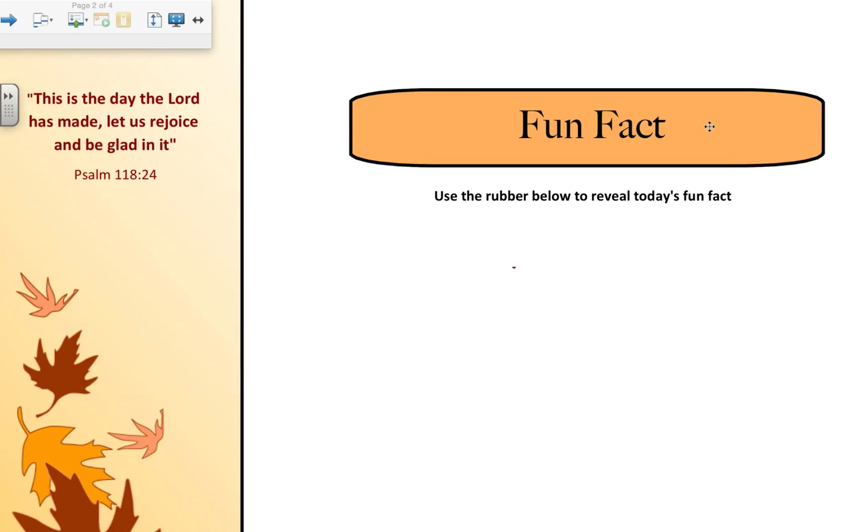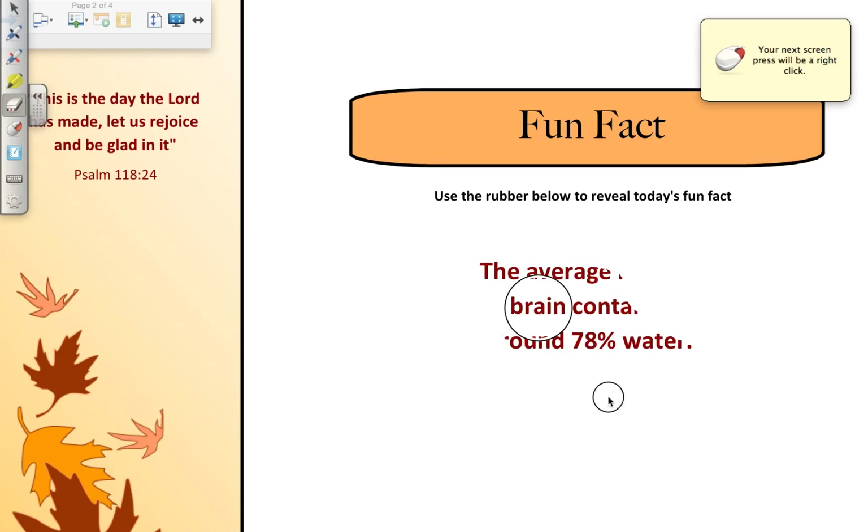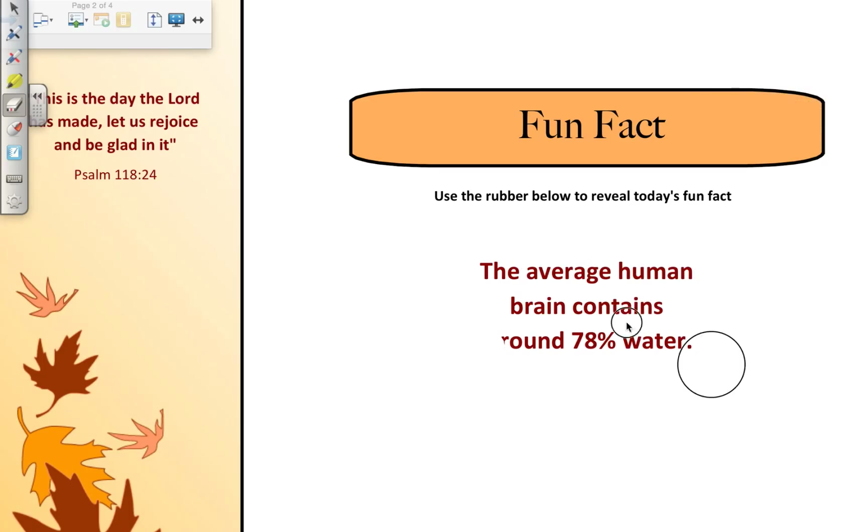And then over here, I like to start the day with a fun fact. So all the students have to do is grab a rubber off the interactive whiteboard. Probably the largest one is good. And then we just rub away to reveal the fact. So the average human brain contains around 78%. There you go. So that is my activities for the first interactive whiteboard lesson for my website.